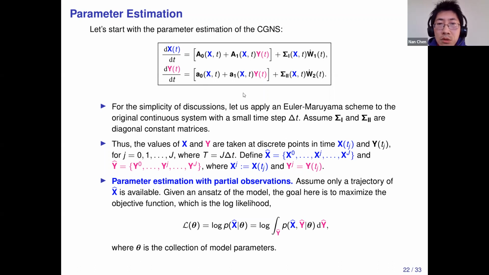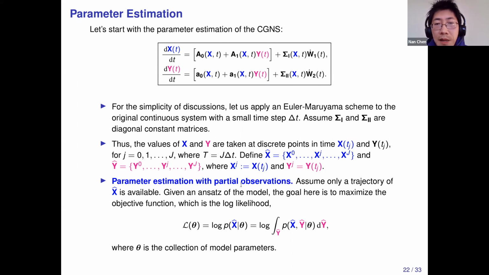Let me go into a little bit of the mathematical details. First, we start with this conditional Gaussian system, and we'll build a method for this system. Later, we'll see how this can be connected with a general nonlinear non-Gaussian system. For simplicity, instead of discussing this continuous model, we apply an Euler-Maruyama scheme with a very small time step. We also assume these are constant matrices and they are diagonal matrices for simplicity. And we use X and Y to denote the state variables, but X hat and Y hat to denote the discretized time series.